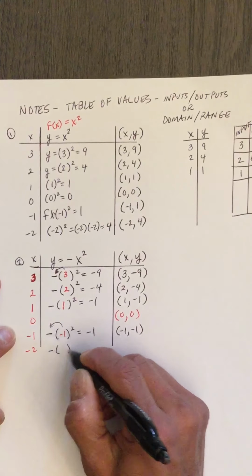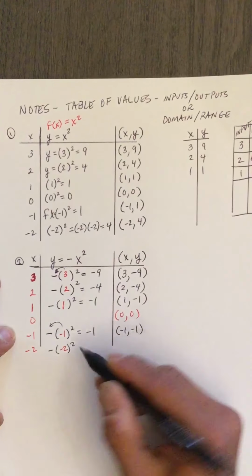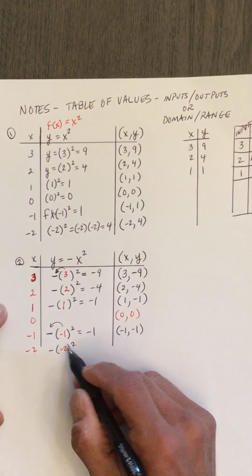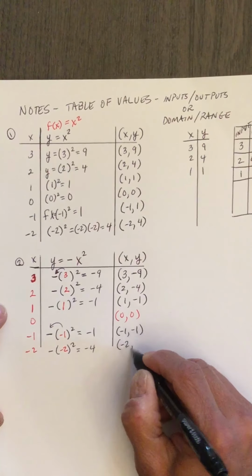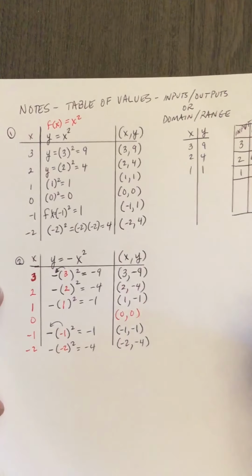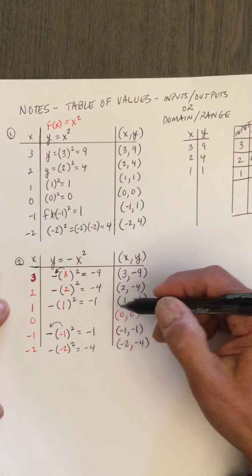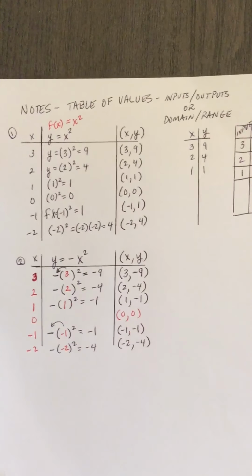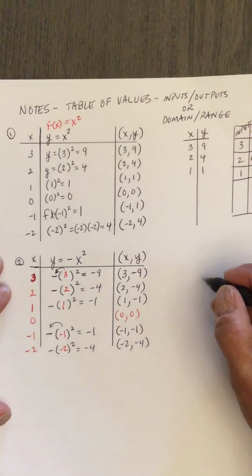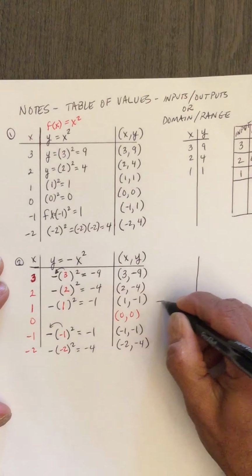What happens when we plug in a negative 2 into this problem? Negative 2 squared is 4. The opposite of that is negative 4. Okay? So you got negative 2, negative 4. Right? And then you know what we do with these numbers. We take these numbers and then we put them on a graph, right? This is eventually what's going to happen. I mean, we've done this already.